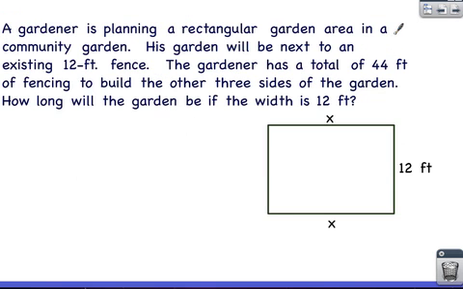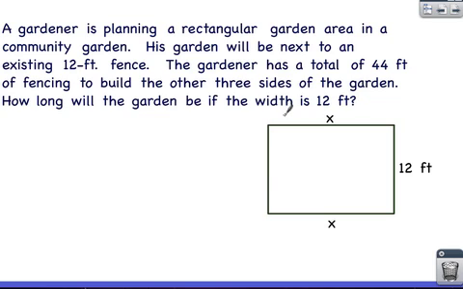Go ahead and try this question. Pause the movie and resume when you're ready. A gardener is planning a rectangular garden area in a community garden. His garden will be next to an existing 12-foot fence. The gardener has a total of 44 feet of fencing to build the other 3 sides of the garden. How long will the garden be if the width is 12 feet?